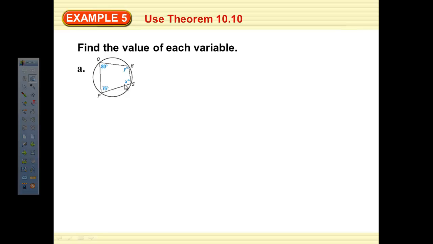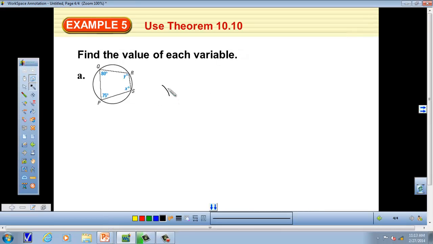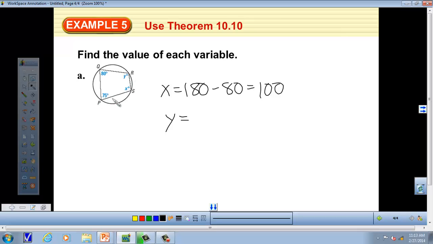An easier way to do this is to use the theorem and know that these two add up to 180. So if I want to know x, I would just do 180 minus 80, and I would get 100. If I wanted to do y, I would say these two add up to 180, so it would be 180 minus 75, and my answer would be 105.